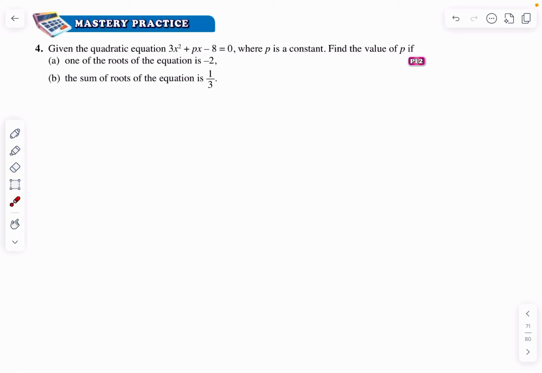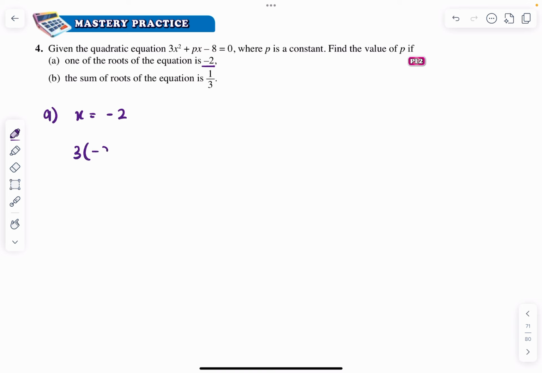Question 4. Given the quadratic equation, where p is a constant, find the value of p if one of the roots is -2. Right. So if one of the roots is -2, that means x is -2. So we just sub this x value into the x here, we can find p.